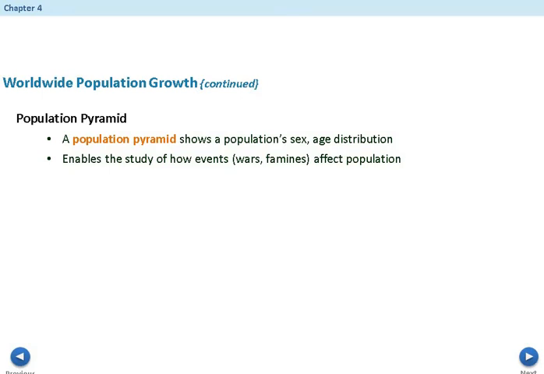Now we also have a population pyramid. This shows the population of a certain country in terms of men and women and age distribution.